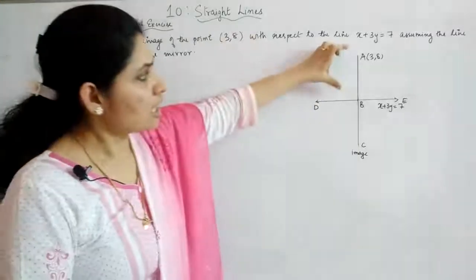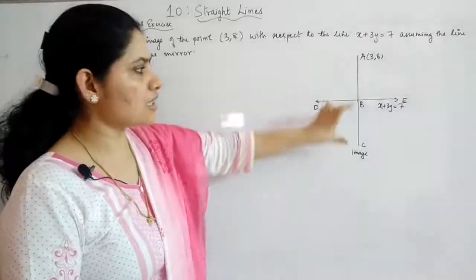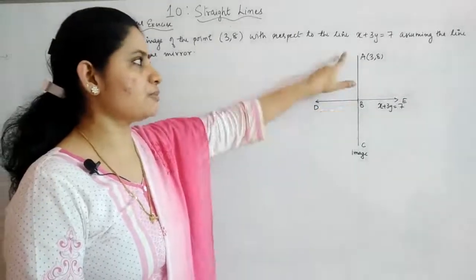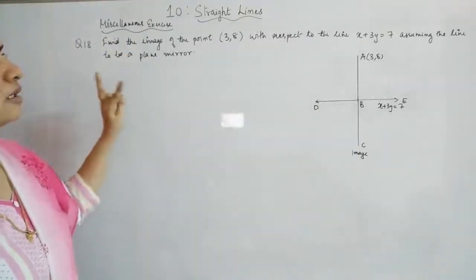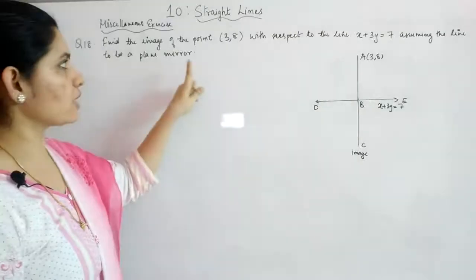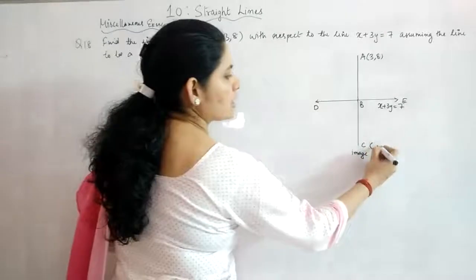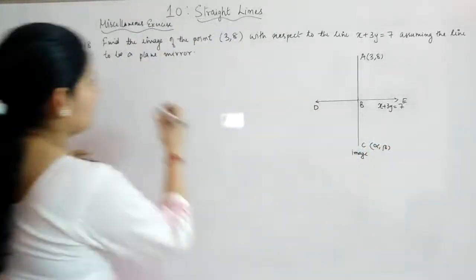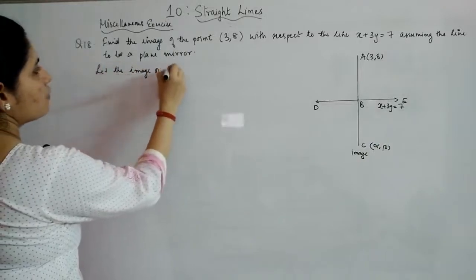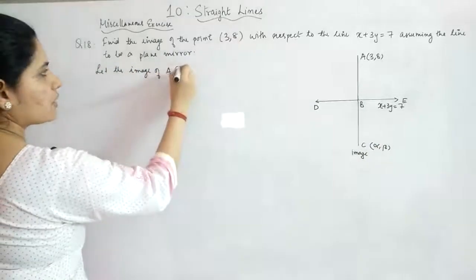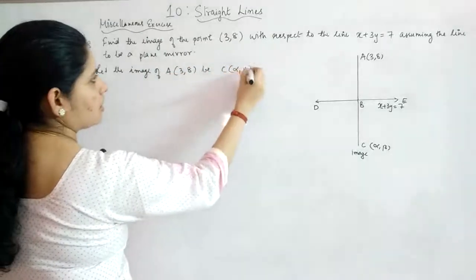then the concept of image is you will have AB, the distance AB will be same as BC. That means AB is equal to BC, or you can say that B is the midpoint of AC. So using that concept we can find out, and we will use the concept of perpendicularity to get the value of this point. Now first suppose that this point is C, which is alpha beta. Let the image of, I've taken A as this point, so image of A 3,8, be C, alpha beta.